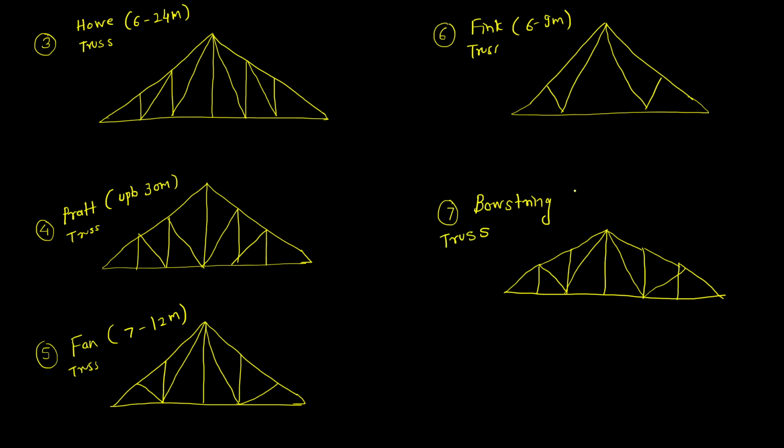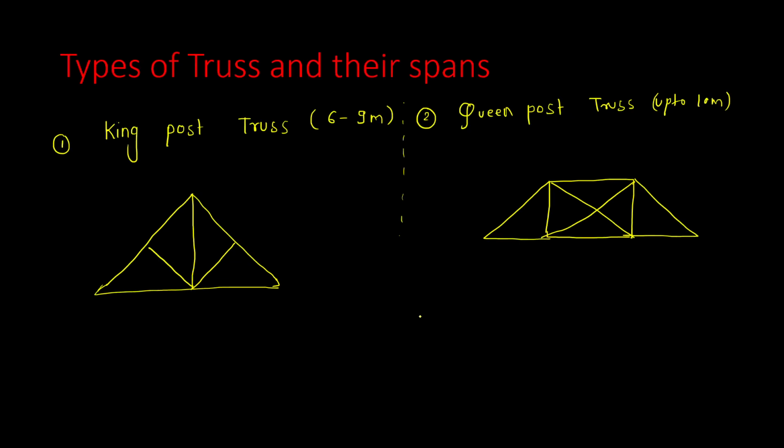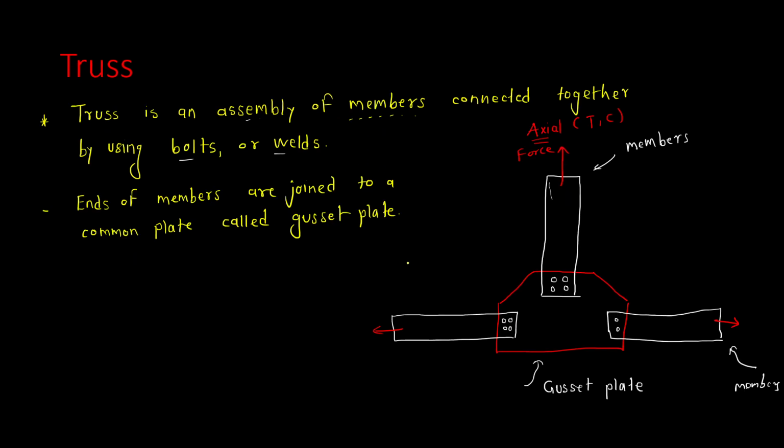And the last thing which you are seeing here is called bowstring truss. Now this is used generally in garages and airport hangars. Now these are the various types of trusses. There is no shortcut to remember this. You just have to learn by heart all these shapes and the spans up to which they are used.